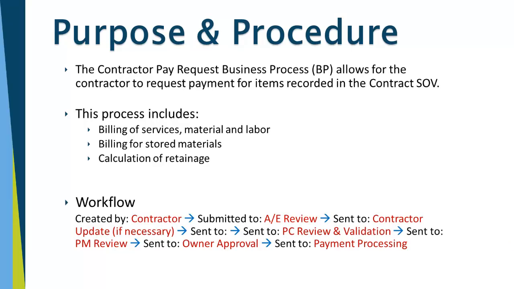The contractor pay request business process allows for the contractor to request payment for items recorded in the contract schedule of values. This process includes billing of services, material, and labor, billing for stored materials, as well as the calculation of retainage. For the workflow, it's created by the contractor, submitted to the architect for review, sent to the contractor for update if necessary. It then goes to the project coordinator for review and validation, sent to project manager review, and then sent to the owner approval, and finally the payment processing step.